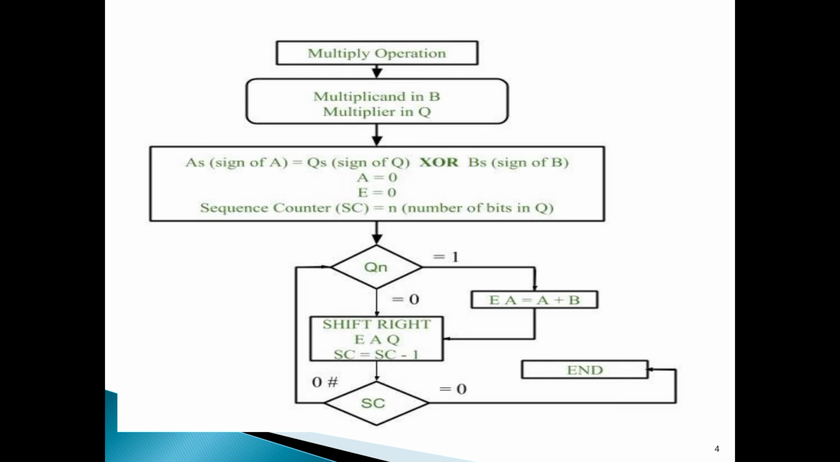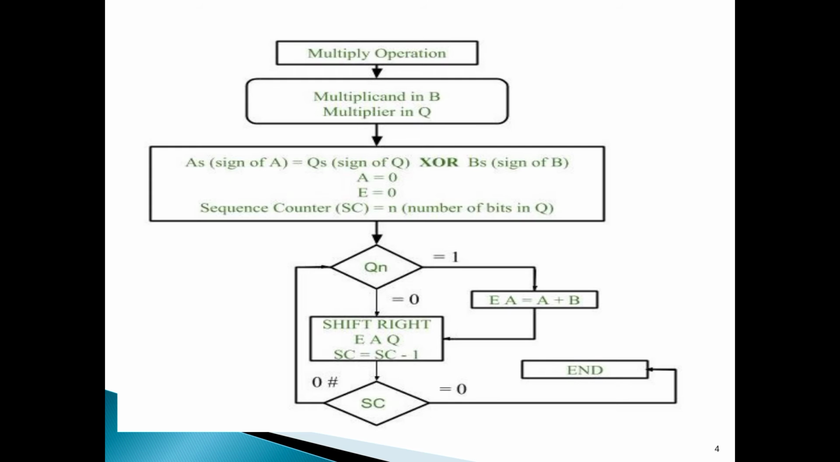After completion of this initialization, every time we check the Qn value. A very important point is how to check the Qn value. The Qn value is the least significant bit of the multiplier. Every time we check the least significant bit: if it is 1, choose this way; if it is 0, choose this way.